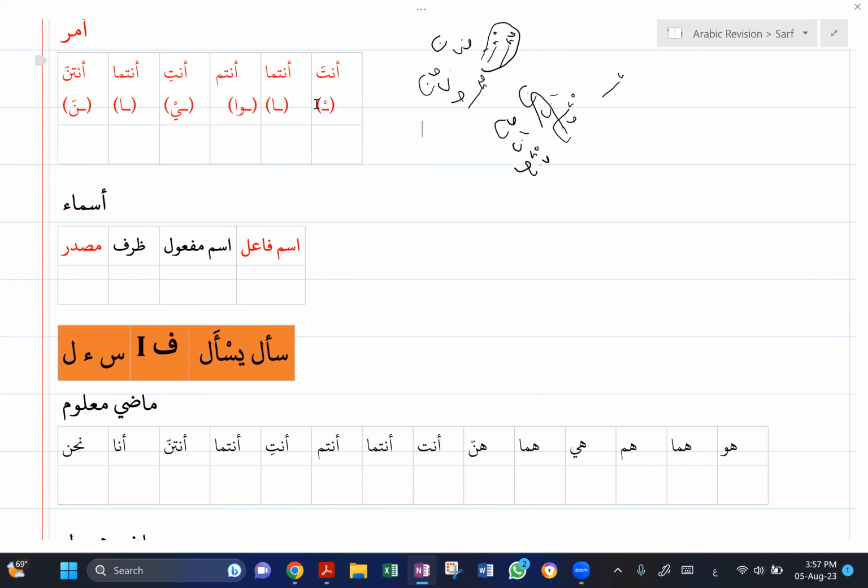Who wants to do? Who's next? So there was Fahima next. You can do the asma. These are the different isms. So we have ism fa'il, ism maf'ul, ظرف, and the masdar. So we skipped, when we were doing the Sarf Kabeer, adina ya'adhanu. So the masdar, that one most likely you'll have either to know it or to look it up.